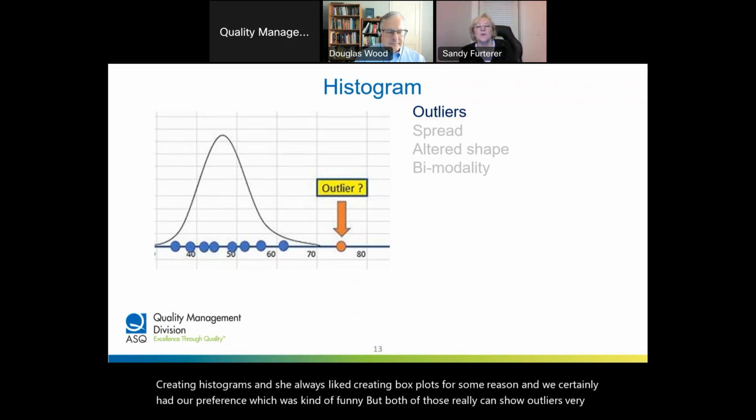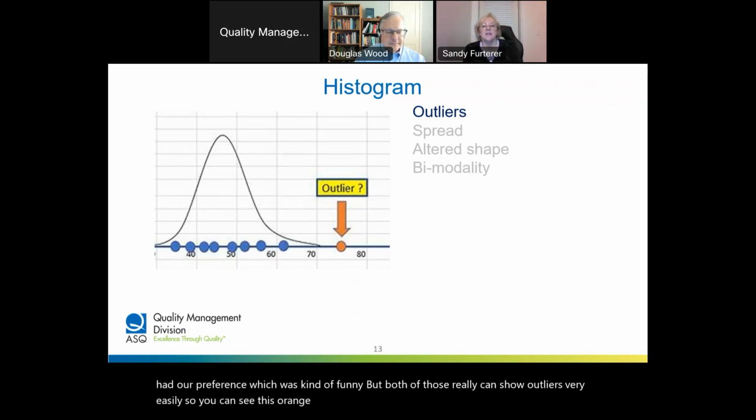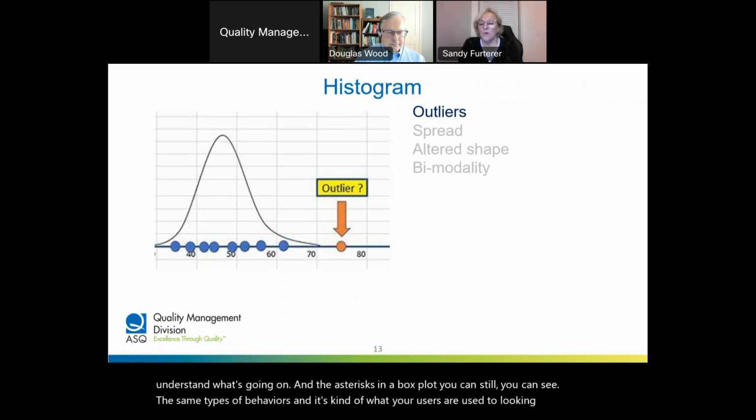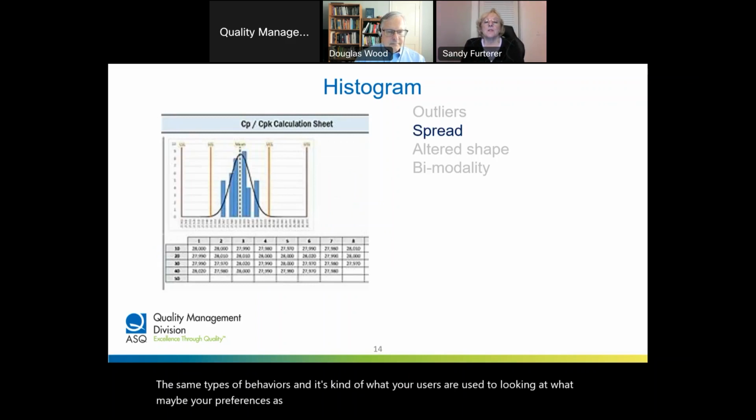So you can see this orange dot is getting kind of far from everybody else over there on the left. What's happening here? And so we can start to understand what's going on. And the asterisks in a box plot, you can see the same types of behaviors. And it's kind of what your users are used to looking at, maybe your preferences as well. But there's a lot of charts that can provide you the same information in a different way.